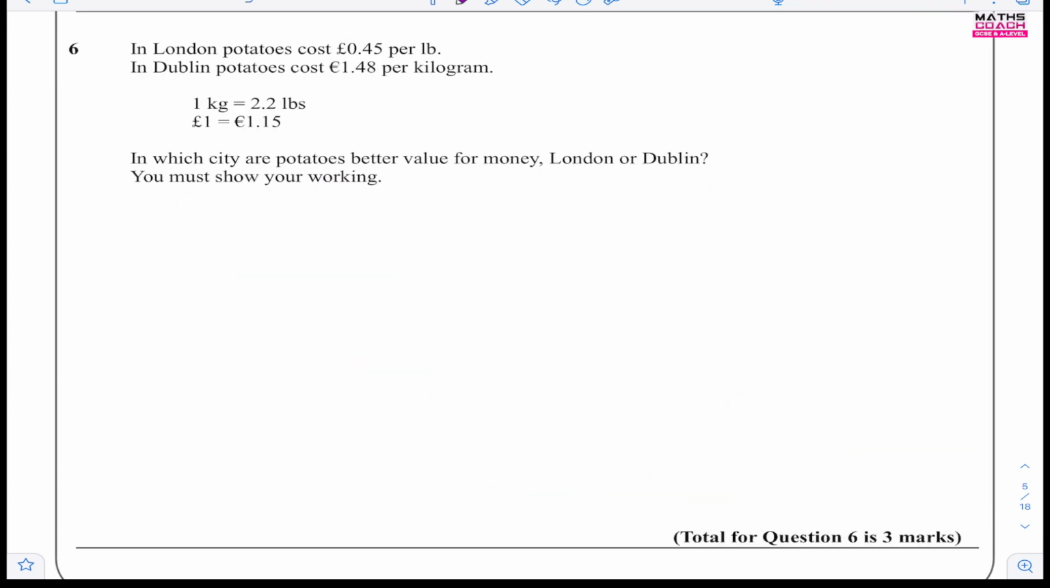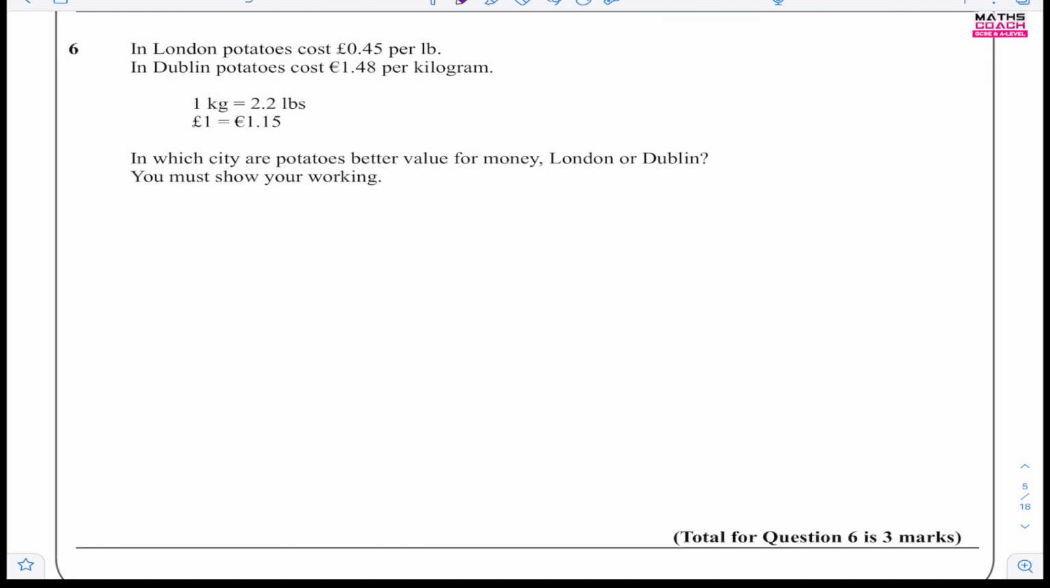Okay, so question 6. It says, in London, potatoes cost 45p per pound. In Dublin, potatoes cost €1.48 per kilogram. It's giving you the conversion for kilograms to pounds in weight and pounds sterling to euros in currency. In which city are potatoes better value for money, London or Dublin?